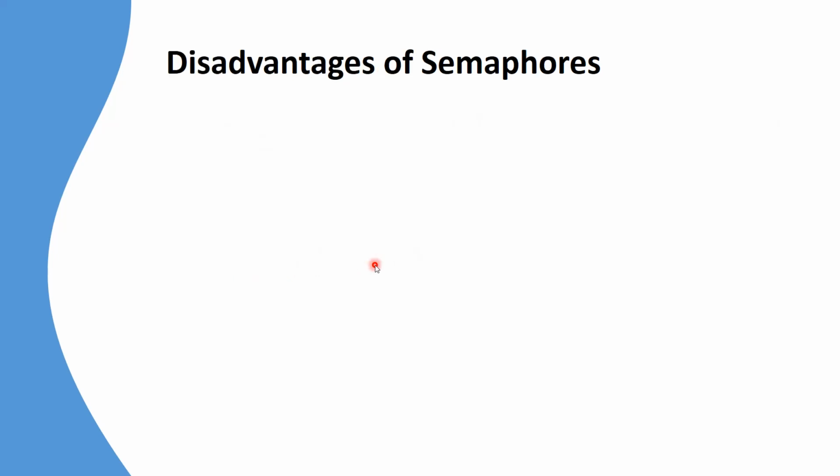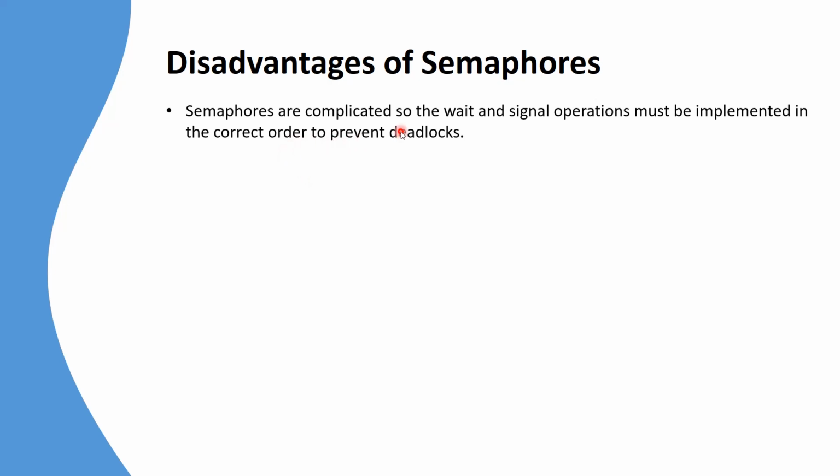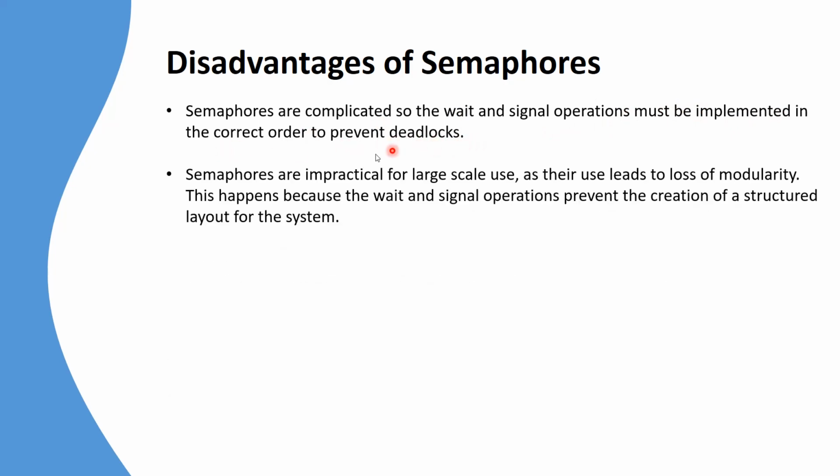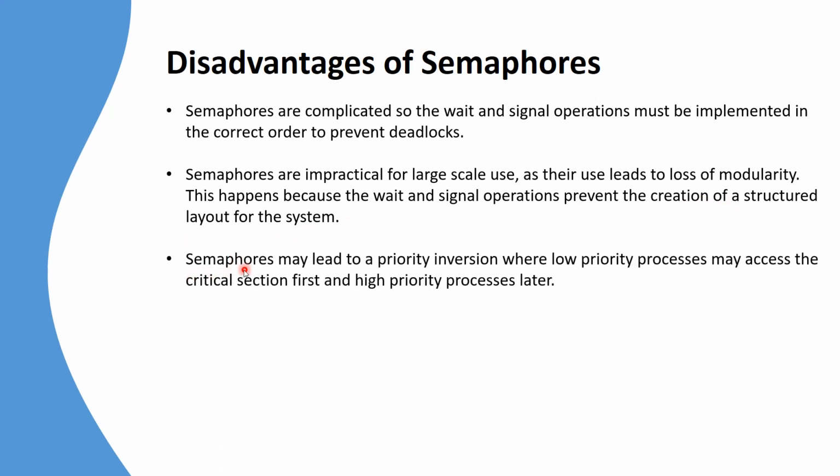Now coming to disadvantages. Semaphores are complicated, so the wait and signal operations must be implemented in the correct order to prevent deadlocks. Semaphores are impractical for large scale use, as their use leads to loss of modularity. This happens because the wait and signal operations prevent the creation of a structured layout for the system. Semaphores may lead to priority inversion, which means a low priority process may access the critical section first and a high priority process may be able to access it later.